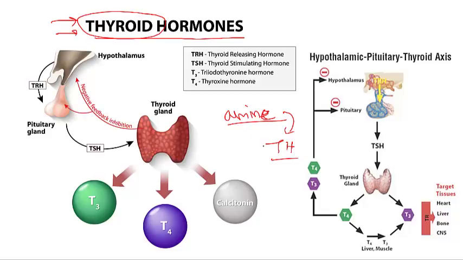And there are also parafollicular cells. They produce a hormone known as calcitonin. So if you look, this is the thyroid gland, whose location we saw earlier; it is near the voice box.